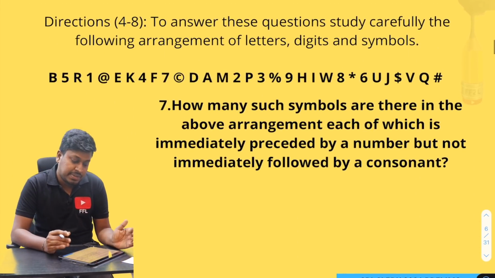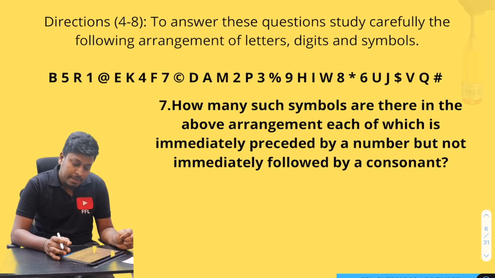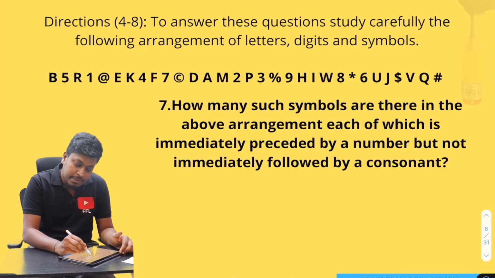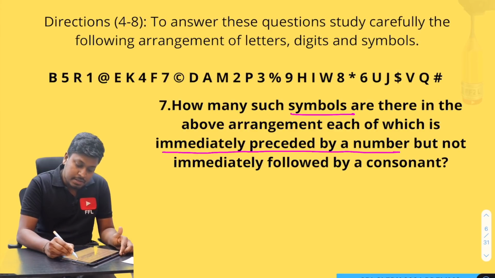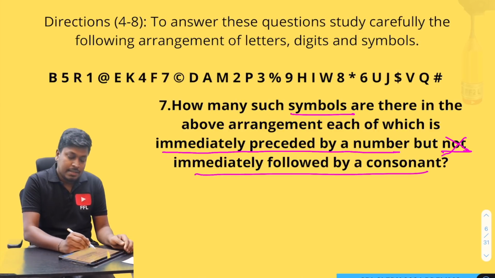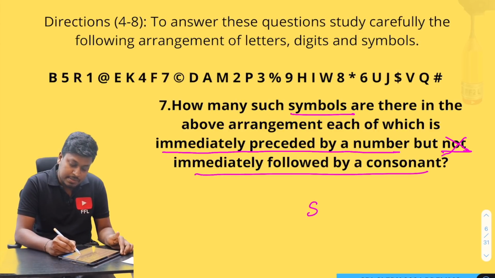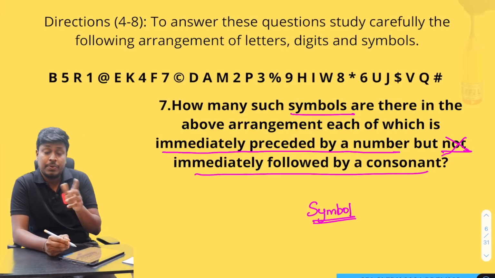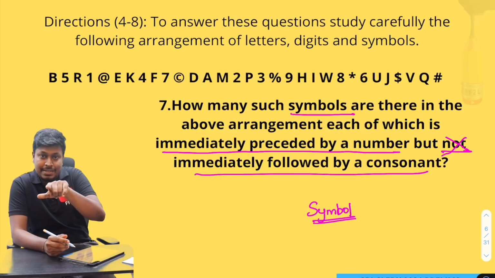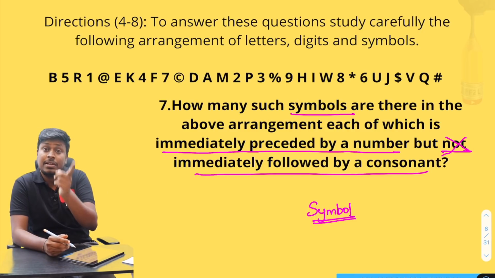So next question, question number 7. How many such symbols are there in the above arrangement, each of which is immediately preceded by a number but not immediately followed by a consonant? Very important, right? So how many such symbols are there? In the previous videos I have told you about preceded and followed. Preceded should come first, followed should come next, right?